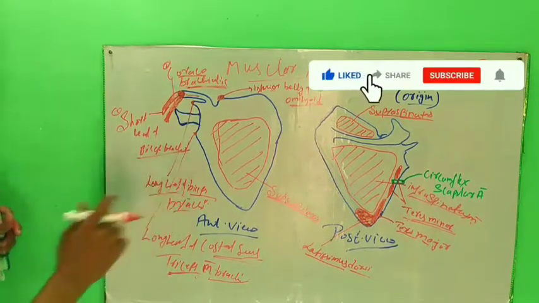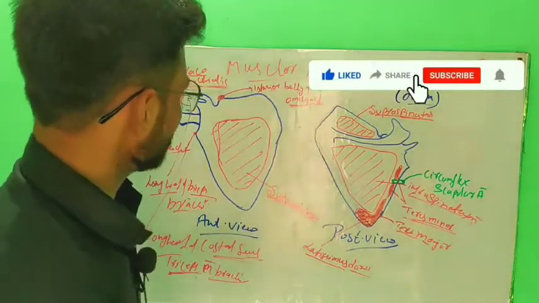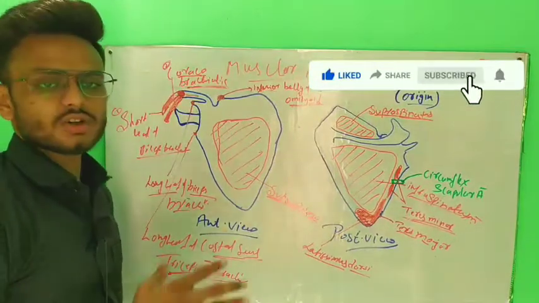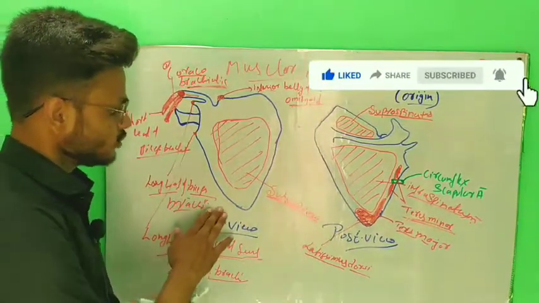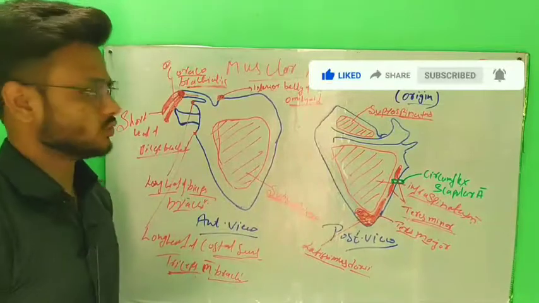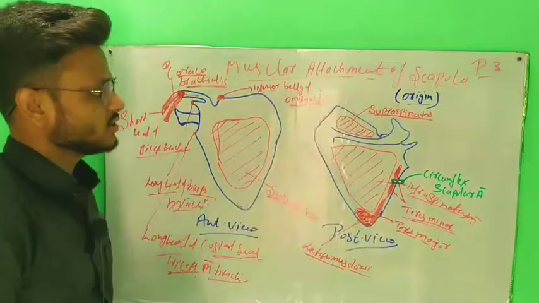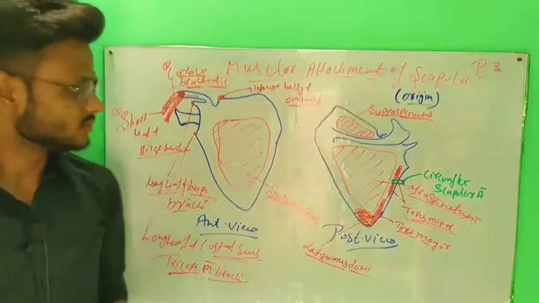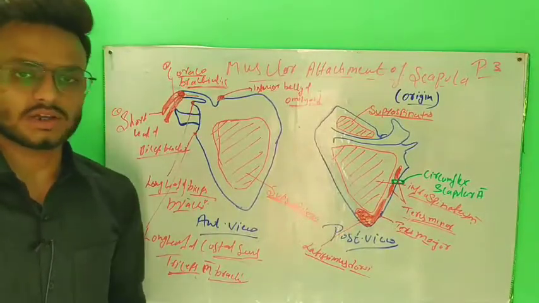So this is all about the origin of the muscles from the anterior view and the posterior view. This is part 3, origin of the muscle from the scapula. Thank you.